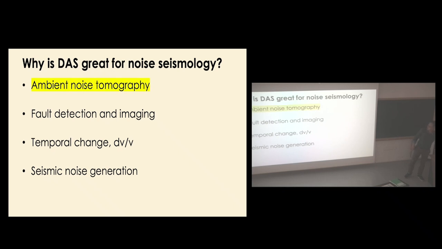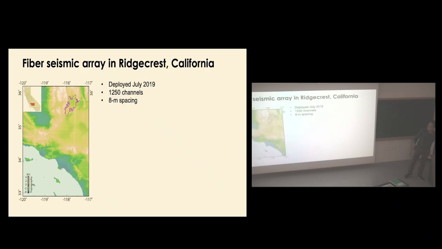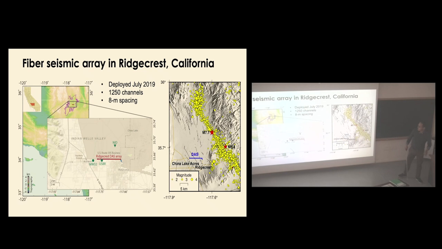Let's start with ambient noise tomography. This is actually the most straightforward one, so I'm going to give you one example to demonstrate that. In 2019, when we had just been working on DAS for one or two years, the Ridgecrest earthquake happened, the magnitude 6.4 followed by a magnitude 7.1. We knew there were going to be tons of aftershocks, so we quickly contacted one of the telecom companies in the region and got access to the cable. We put a DAS unit in the town of Ridgecrest, converting this 10-kilometer cable into a seismic array.